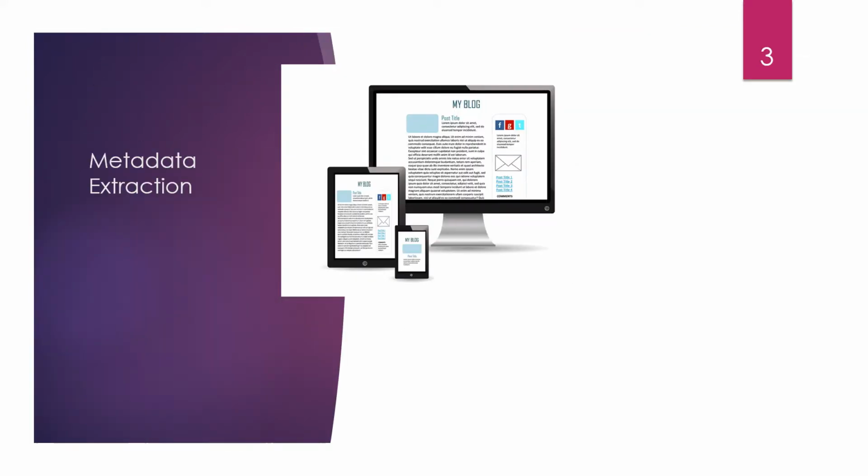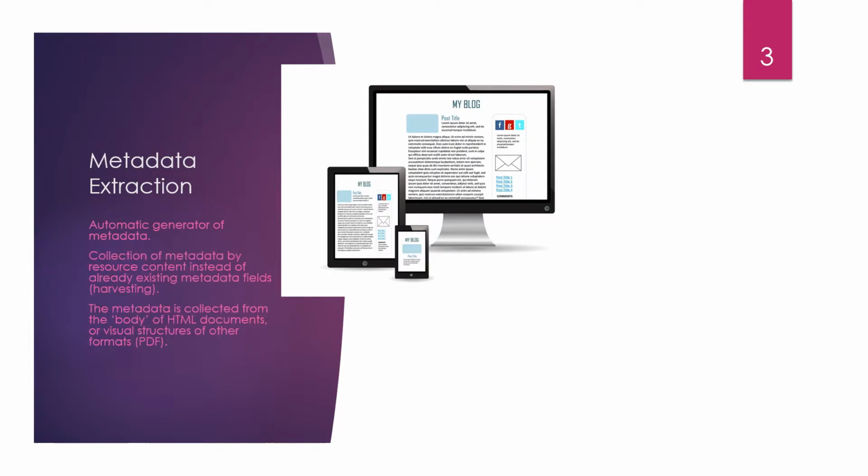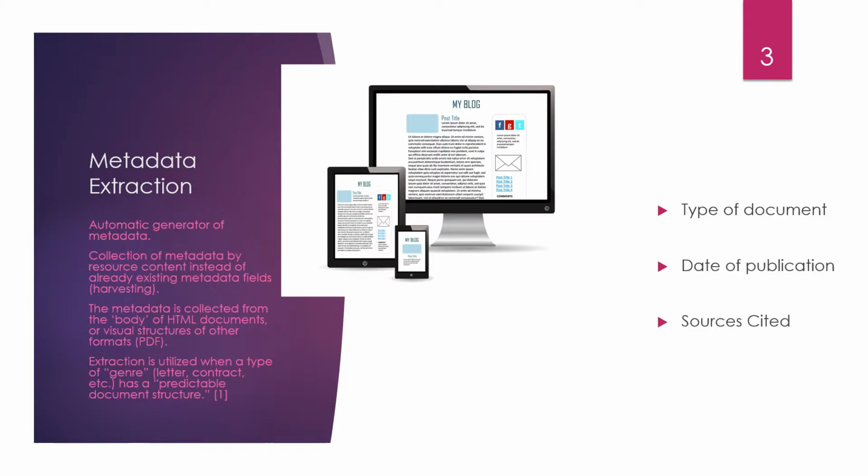Metadata can be collected manually, automatically, or with a combination of both. Extraction is a method of automatic generation of metadata. This method uses computer algorithms to mine data from the body of records like HTML documents and PDFs. This is possible because different types of documents have predictable structures, like a blog. Some examples of types of metadata to extract are the type of document, date of publication, sources cited, and the theme of the document. The information obtained can enrich the context of the document and increase searchability.